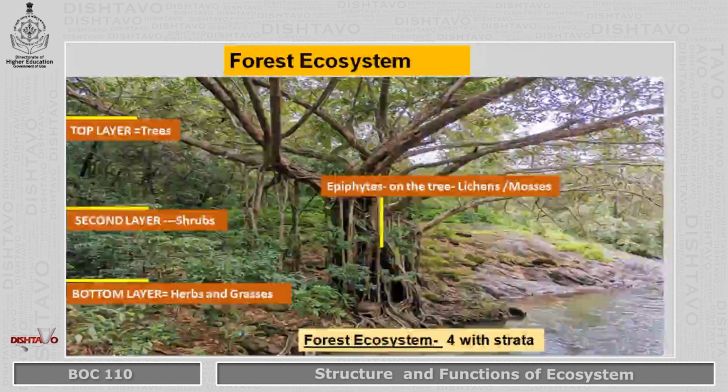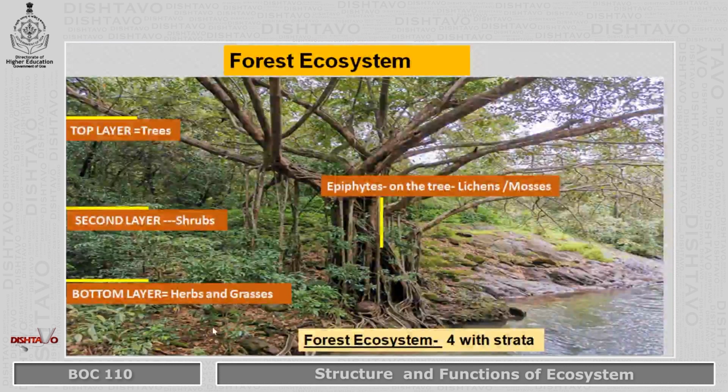In the bottom layer, we have the herbs and the grasses that might be growing. We can see it all around in the forest ecosystem. At the same time, we have the epiphytes which are growing on the tree.